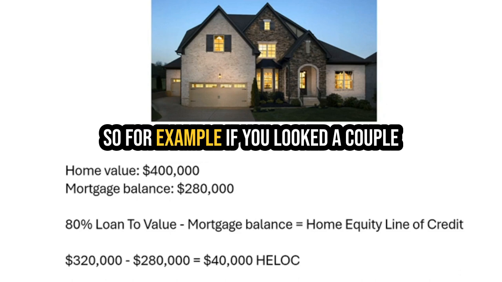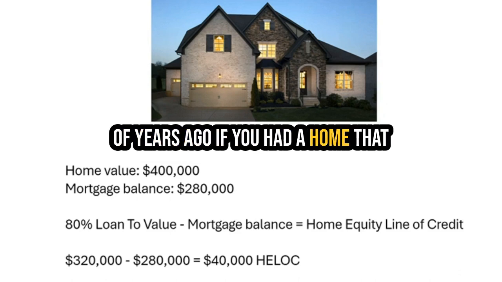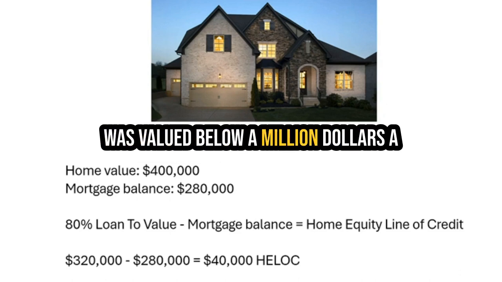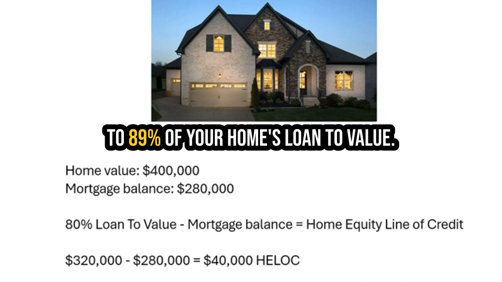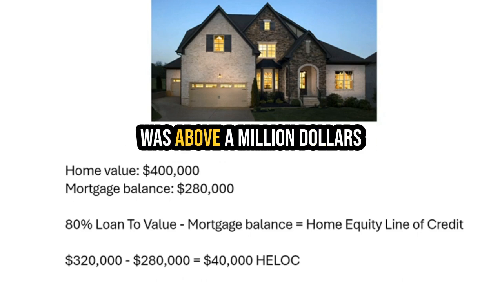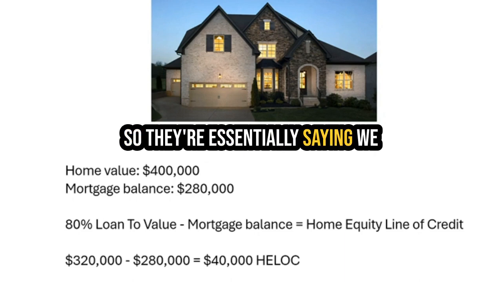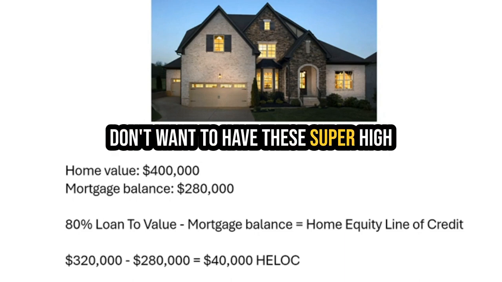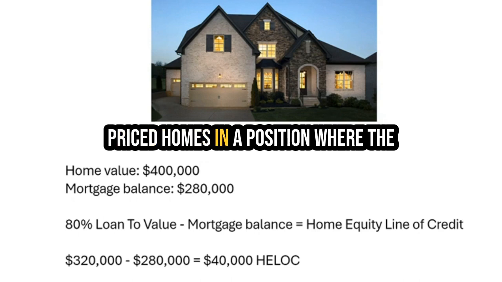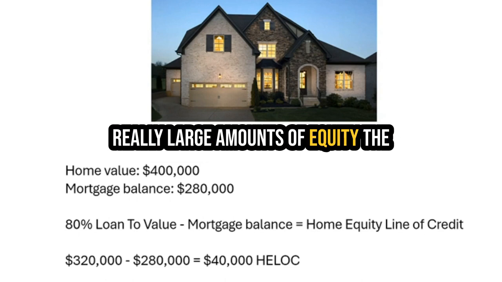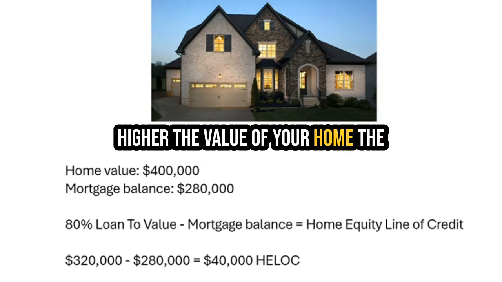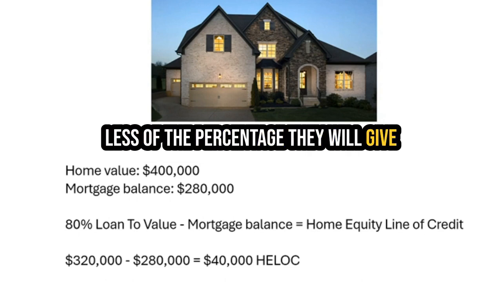So for example, if you looked a couple years ago, if you had a home that was valued below $1 million, a lender may have given you access to up to 89% of your home's loan to value, whereas if you had a home that was above $1 million, they would stop you at 80%. So they're essentially saying we don't want these super high priced homes in a position where the homeowners can access really large amounts of equity. The higher the value of your home, the less of the percentage they will give you on a home equity line of credit.